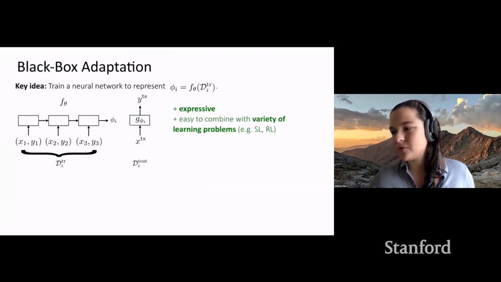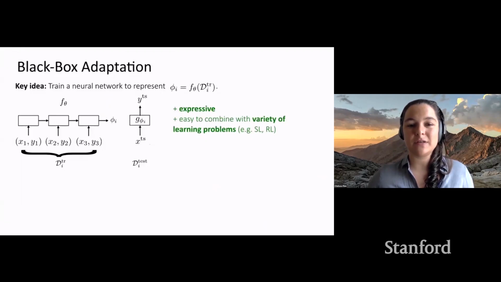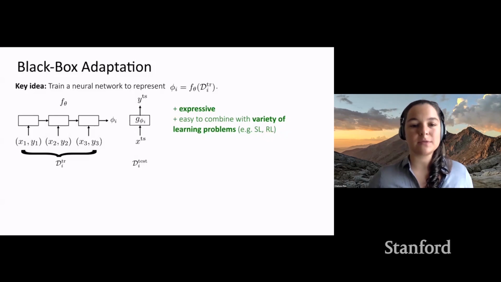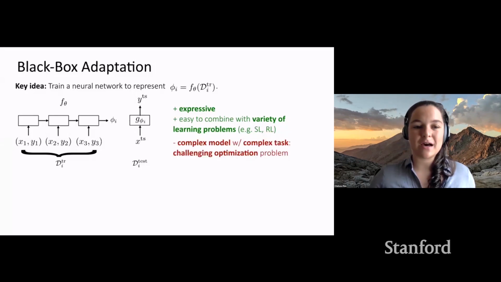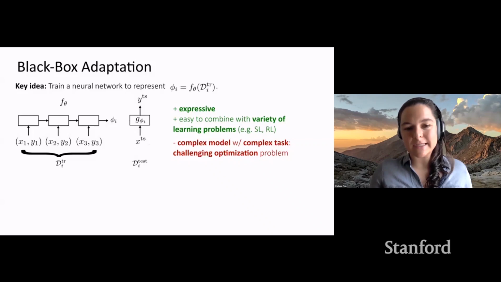Okay, so pros and cons. One benefit of this approach is it's very expressive. It's also easy to combine with a variety of learning problems. So we'll see later in the course how you can combine this with a reinforcement learning problem. One downside is that RNNs and these architectures can be fairly complex, and they also have to learn how to process this data and learn from this data from scratch, basically. And so it could be a challenging optimization problem.